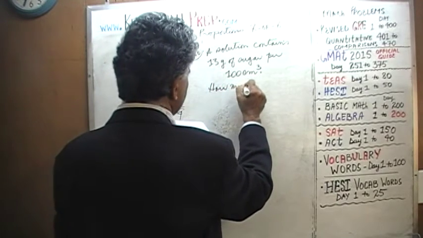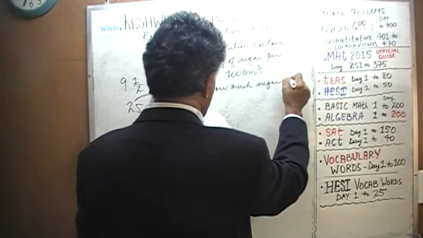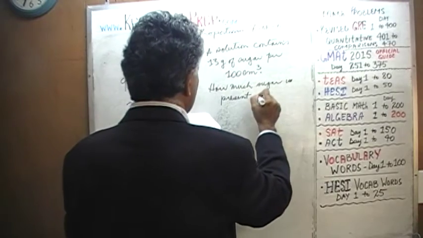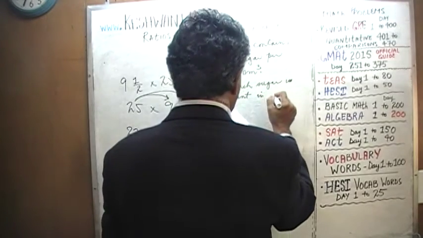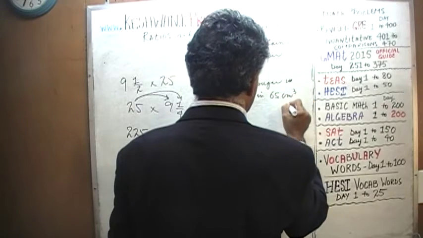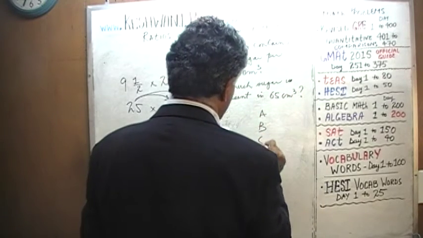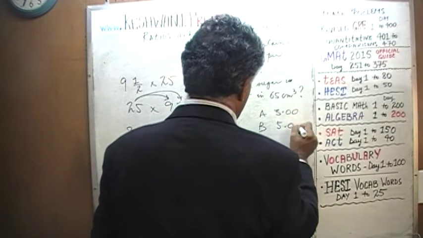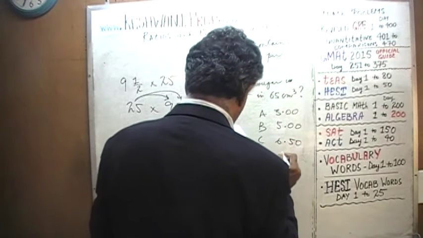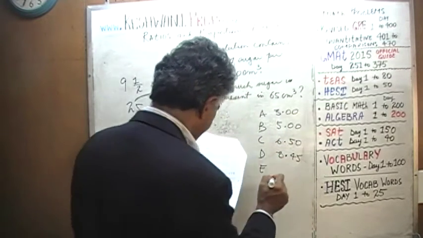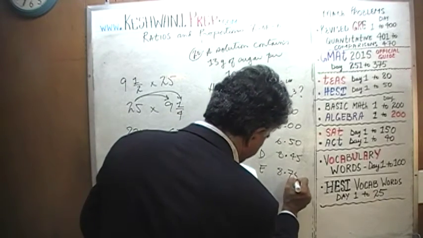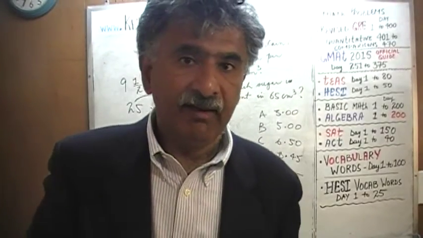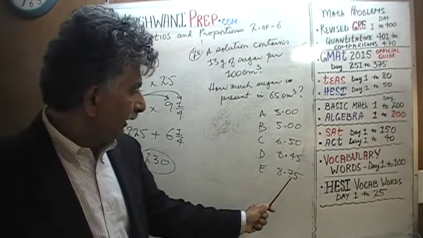Question is, how much sugar is present in 65 cubic centimeter? And the answer choices that are given to us: 3.0, 5.0, 6.5, 8.45, and 8.75. Those are the answer choices that are given to us: 3, 5, 6.5, 8.45, and 8.75.